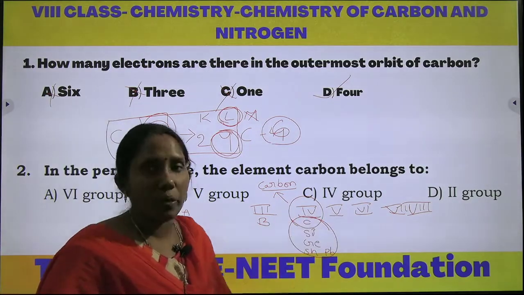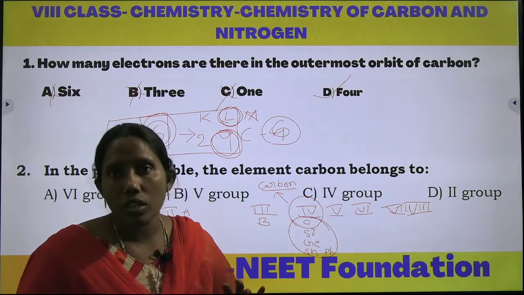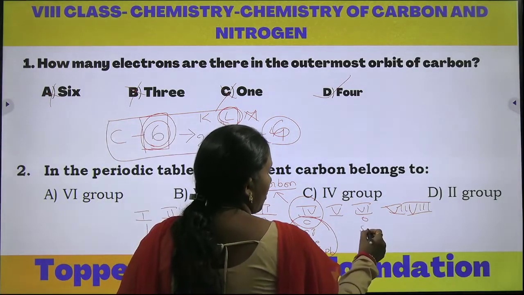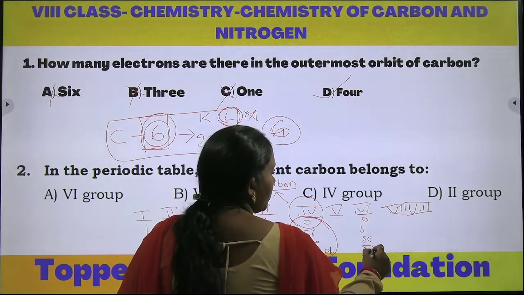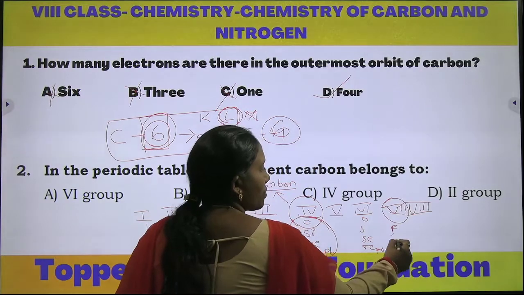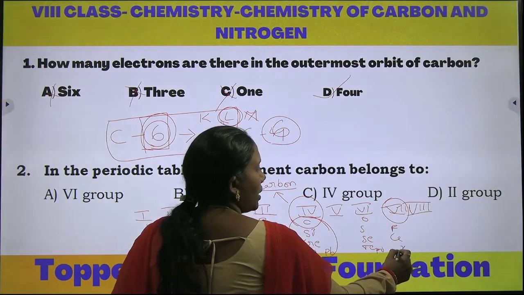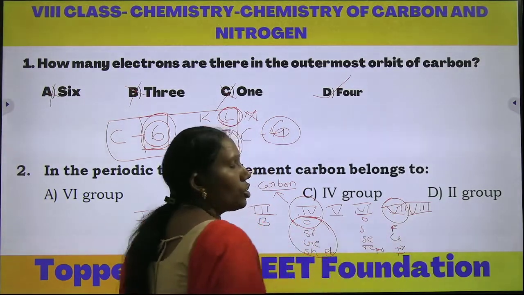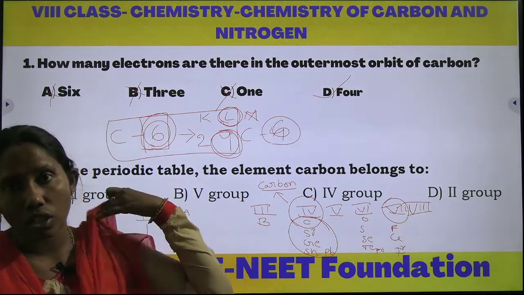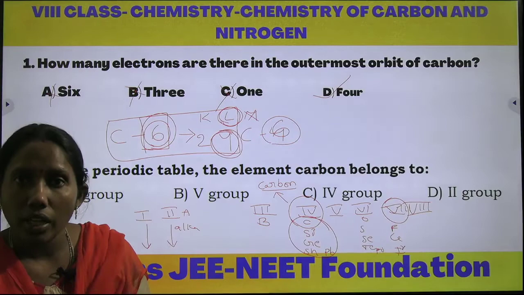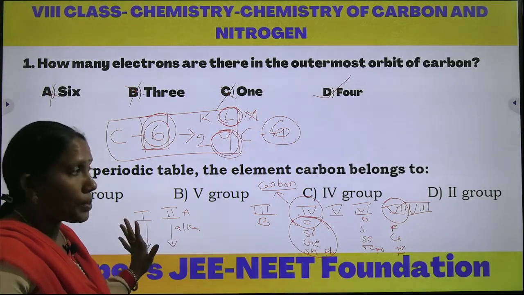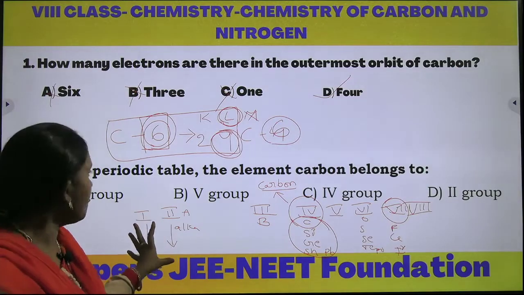So sixth group is oxygen, sulfur, selenium, tellurium, polonium. These are the sixth group elements. And the seventh group, well known, those are called halogens: fluorine, chlorine, bromine and iodine. And eighth group elements, we know, those are called noble gases: helium, neon, argon, krypton, xenon and radon, right? So these are the groups present in the modern periodic table.